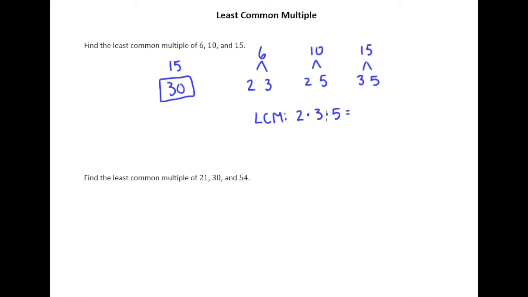And if I take this product, 2 times 3 is 6. 6 times 5 is 30. Of course, we get the same exact answer.